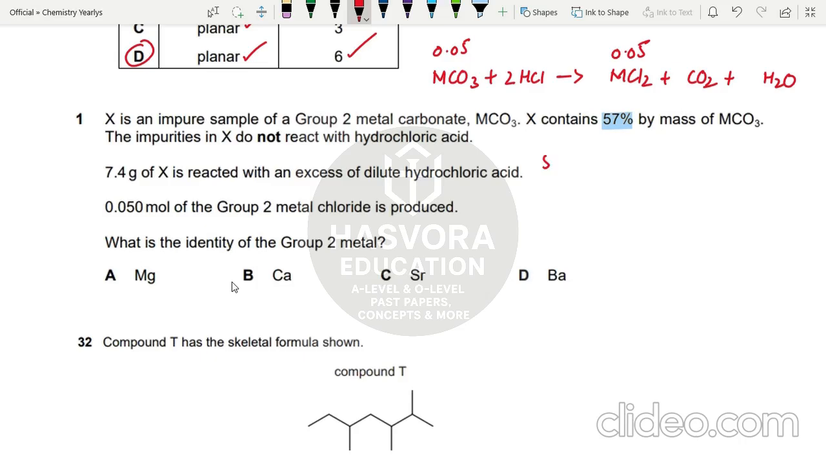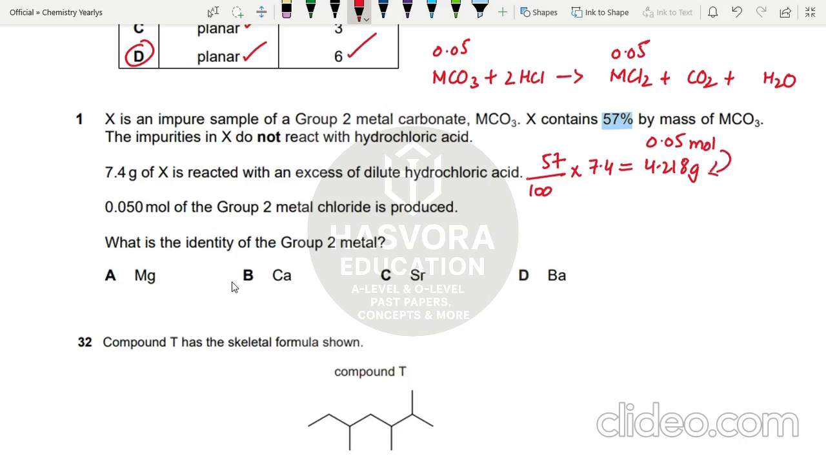So let's check 57% of 7.4. How much is it? 57 divided by 100 into 7.4 becomes 4.218 grams. This means if we have any element from these options which has 0.05 mole equal to this amount, it will be the correct answer.